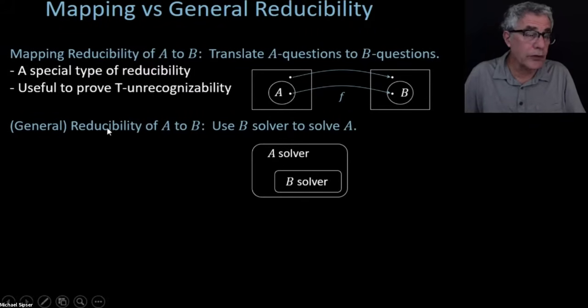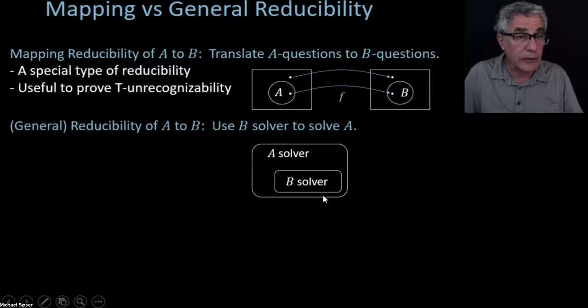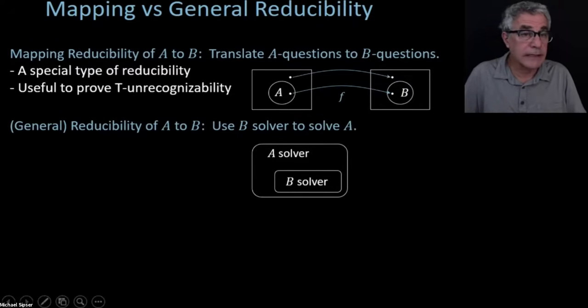So what we're calling reducibility or general reducibility is where we just use a solver for B to solve A in sort of a most general possible way. So I'm writing that as the picture here. You want to solve A, you're going to use the B solver as a subroutine to solve A. That's the way we did the whole TM reduction at the beginning. But we didn't necessarily translate an ATM problem to a whole TM problem. It's slightly different. So you can go back and look at that.